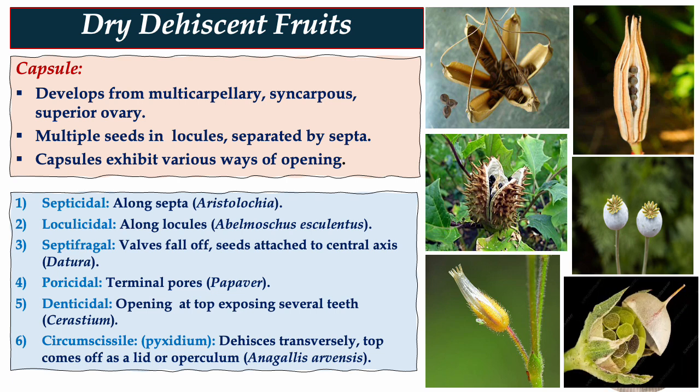In denticidal capsule, the opening occurs at the top, exposing a number of teeth-like projections. Example is cerastium. In circumscissile or pyxidium capsule, the dehiscence occurs transversely so that it comes off as a lid or an operculum. Example is Anagallis.